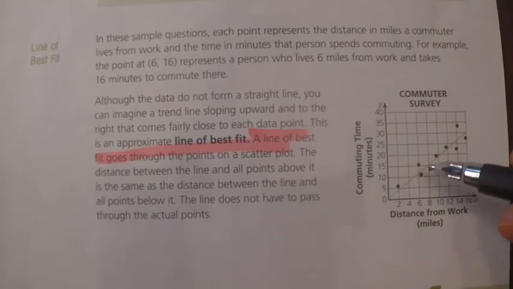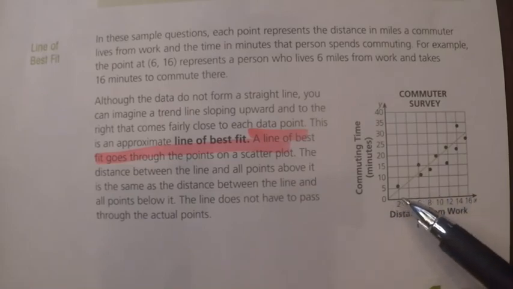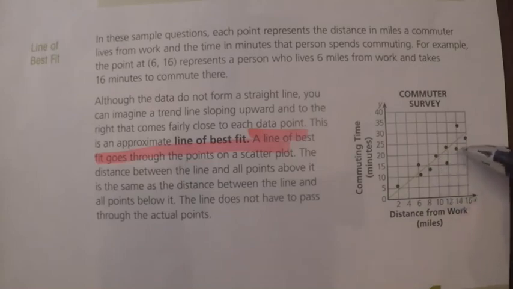So when we look above the line, there should be just the same amount of points above the line as below the line, or the same amount of distance. The line does not have to pass through actual points. So if you look at this line here, while getting close to many of the points, it doesn't actually hit any of the points. But if you look here, it has 1, 2, 3, 4, 5 points above and 1, 2, 3, 4, 5 points below the line of best fit.